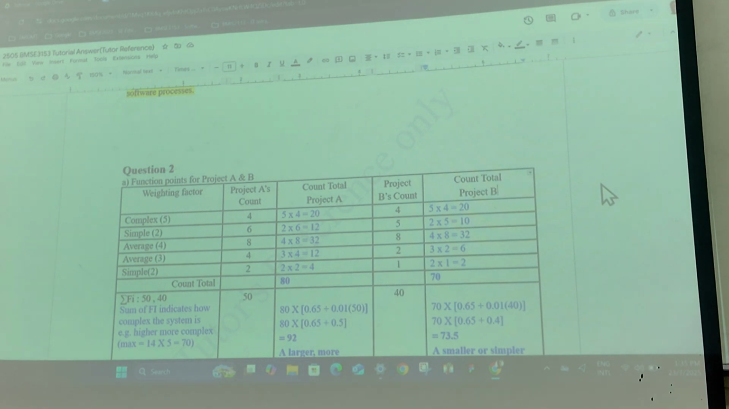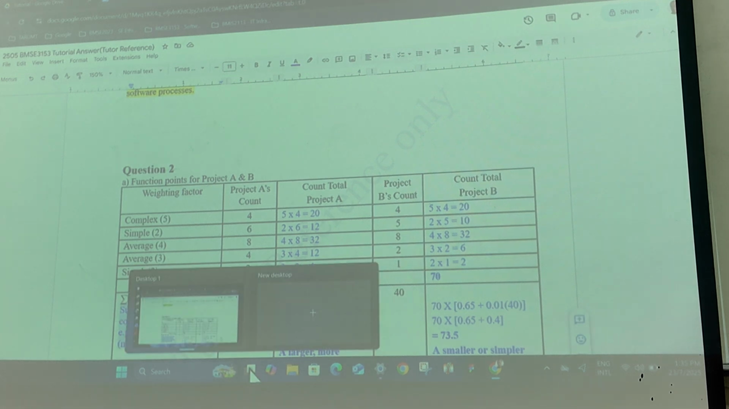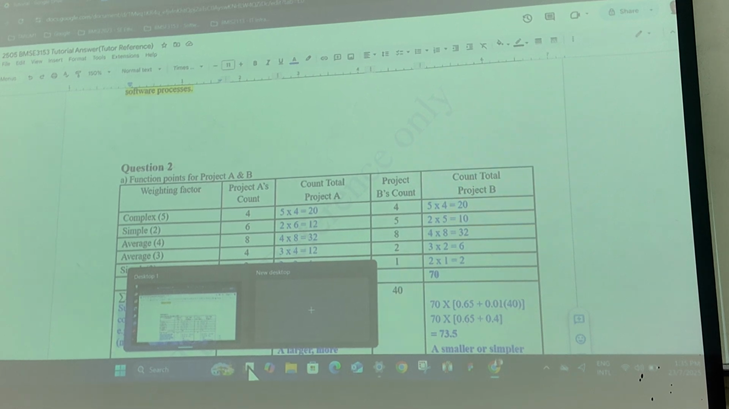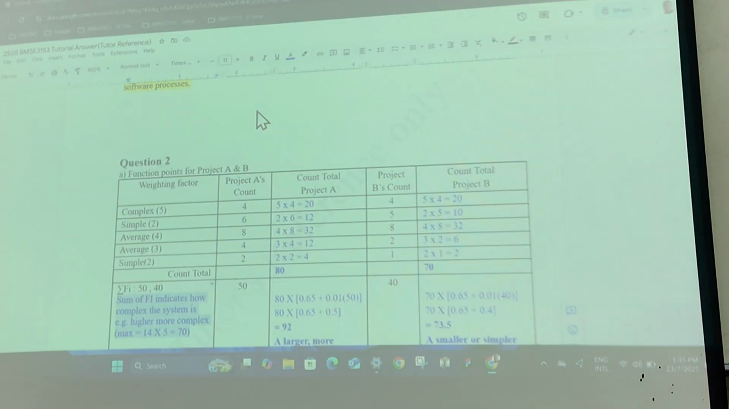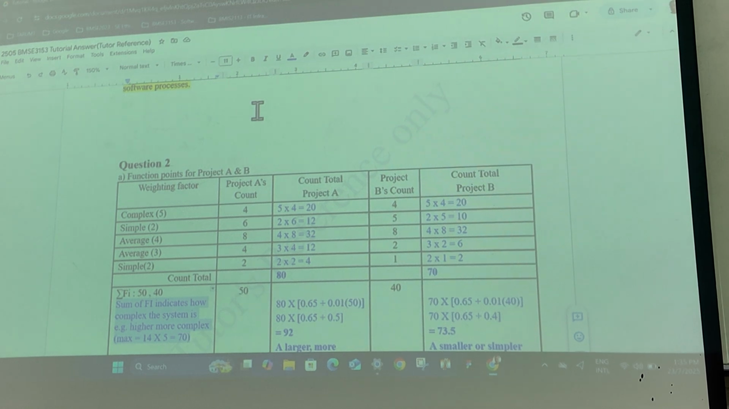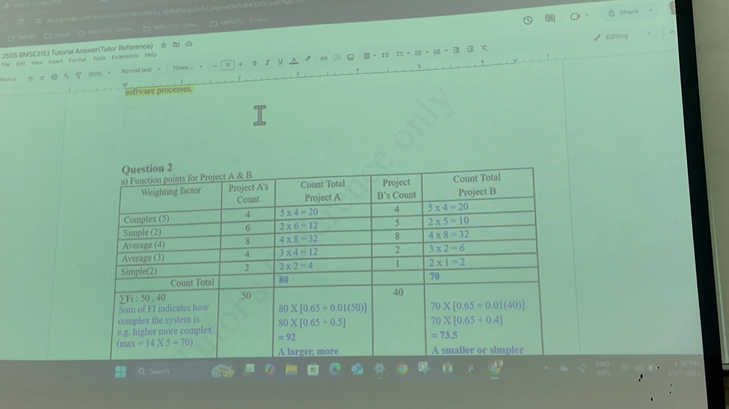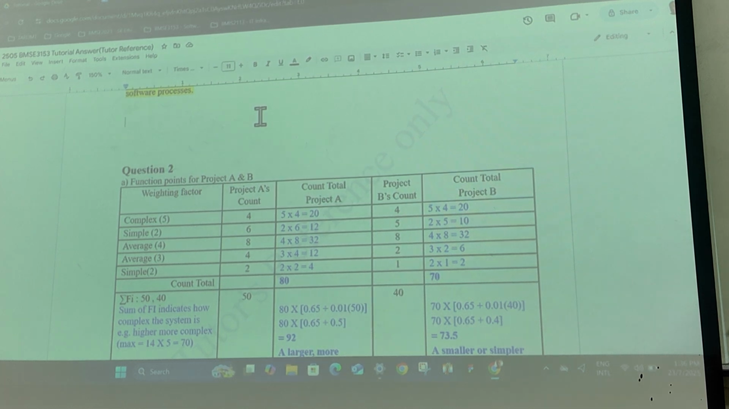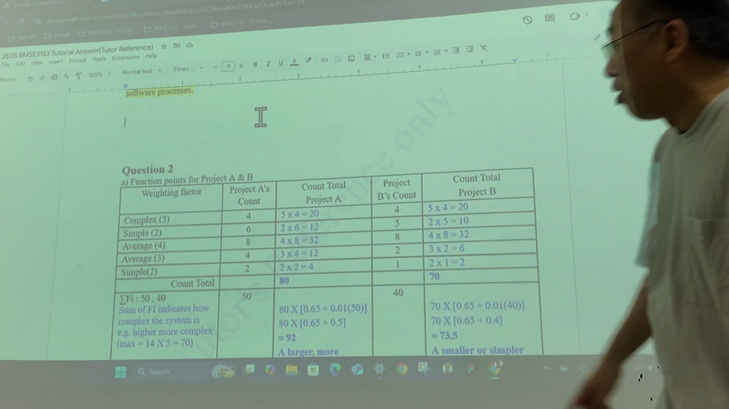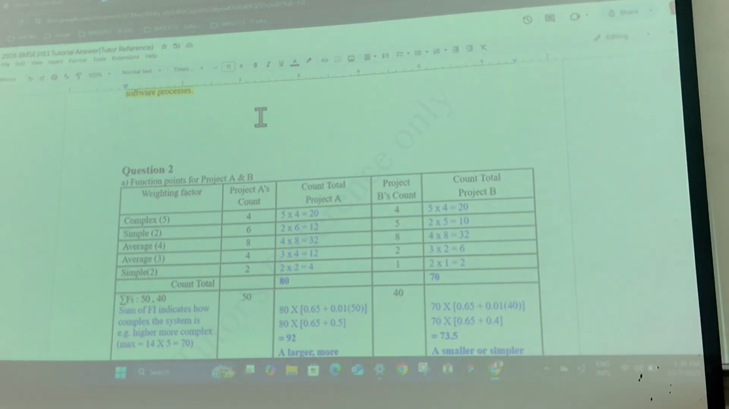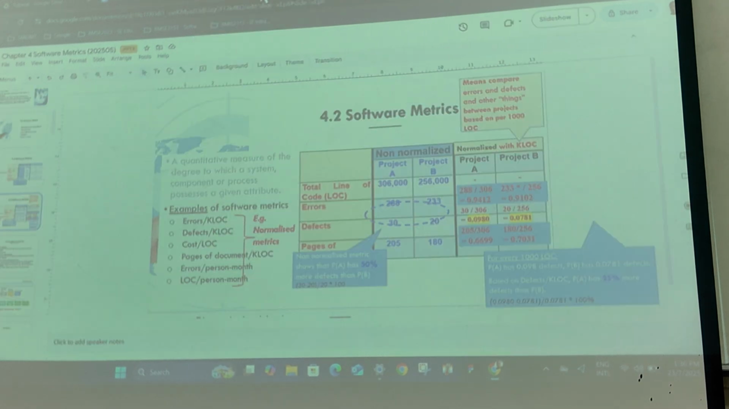I was telling you earlier, the sum of Fi indicates how complex the system is, right? There are 14 categories of complexity. The maximum score is 5 per category. If you have the most complex system, you take all 14 categories, give them a max score of 5, and you get 70. But in this case it's only 50 and 40. So at this point, I'll switch back to your lecture notes and show you where these categories are.